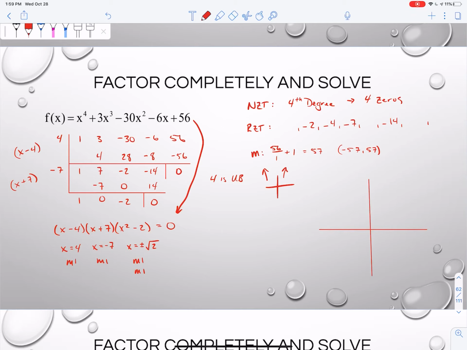Right? I have zeros at -7, and I'm just sketching where these might be. All right, so at -7, I've got a 0. I've got a 0 at +4, and plus and minus the square root of 2, which is, what, 1.41. Again, I know my end behaviors were up and up. I know I have a y-intercept at +56, which is going to be way off the graph, so I'm not even going to bother to sketch that in.